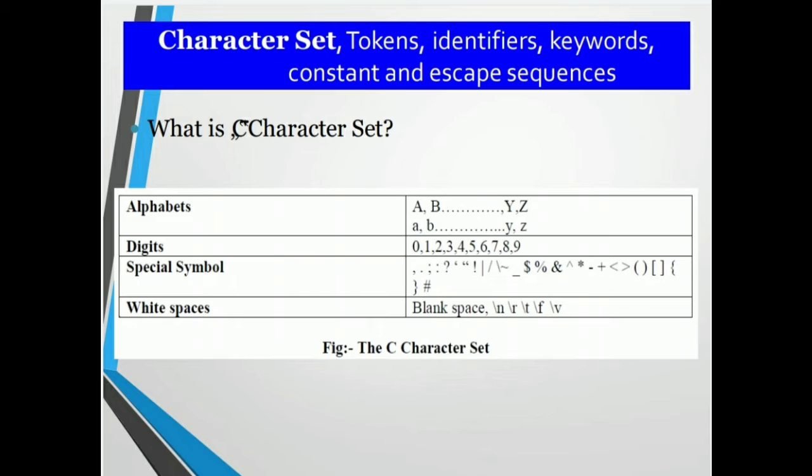Let us look at the source character set. The first one is alphabets, which contain A to Z uppercase and lowercase letters. The second is digits from 0 to 9. The third one is special characters, which are at the rate, hash, etc. Other characters we will see in the upcoming slides.